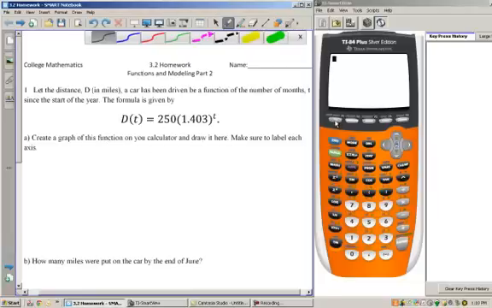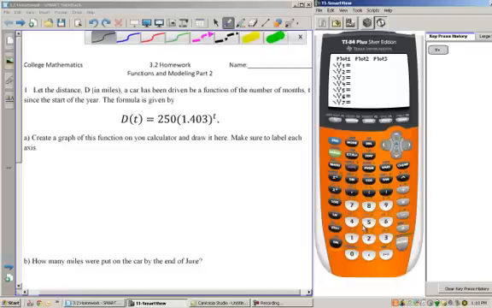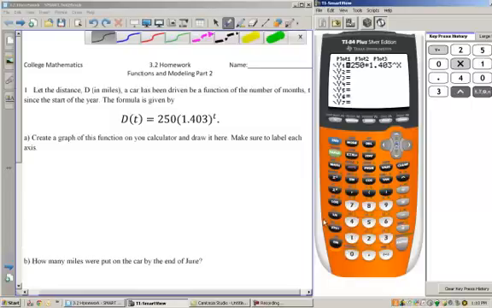All right, so the idea is on your calculator, hit y equals, and we just hit 250 and then times 1.403 raised to the x. Right. So you might want to stop and think what these letters actually mean. This is modeling the distance a car has traveled, right? So that's d, how many miles have been put on the car after a certain number of months, and that's t, right? T for time, d for distance. Over here, we put in the formula.